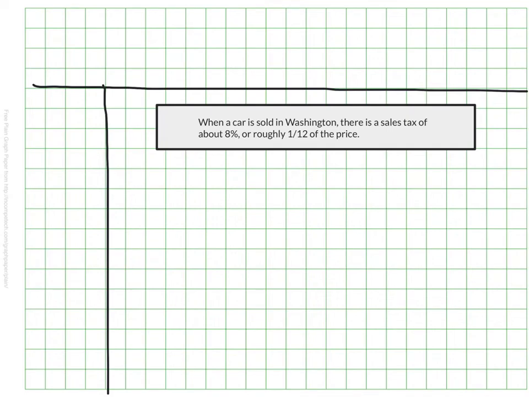And this one actually is going to be not a discount, but an added-on tax. So we're looking at a car sold in Washington, where when you pay for a car, you have to have an additional tax of about 1/12 of the price added on. So we'll look at a car that was sold for $24,000 and figure out what the final total will be with the extra 1/12 added on.